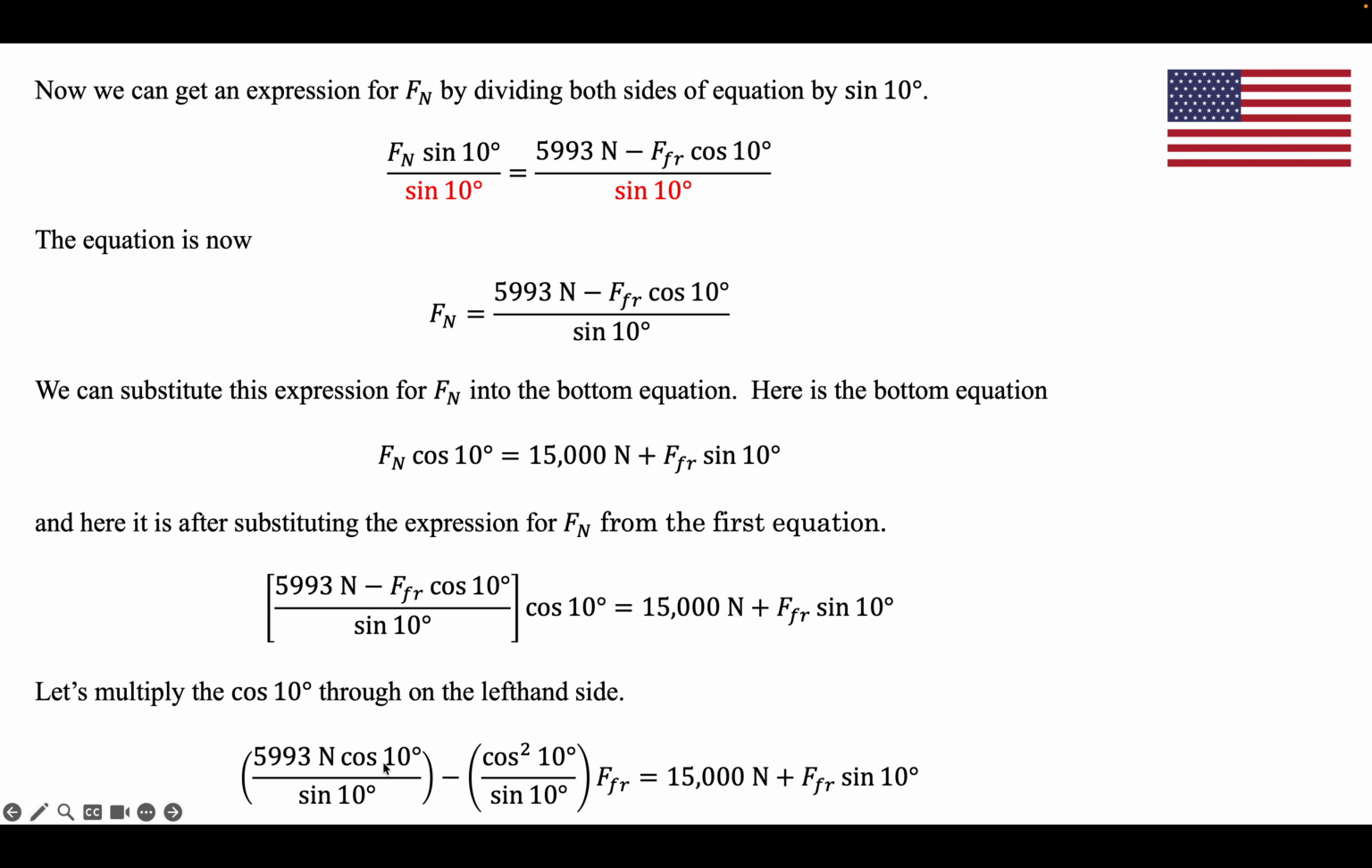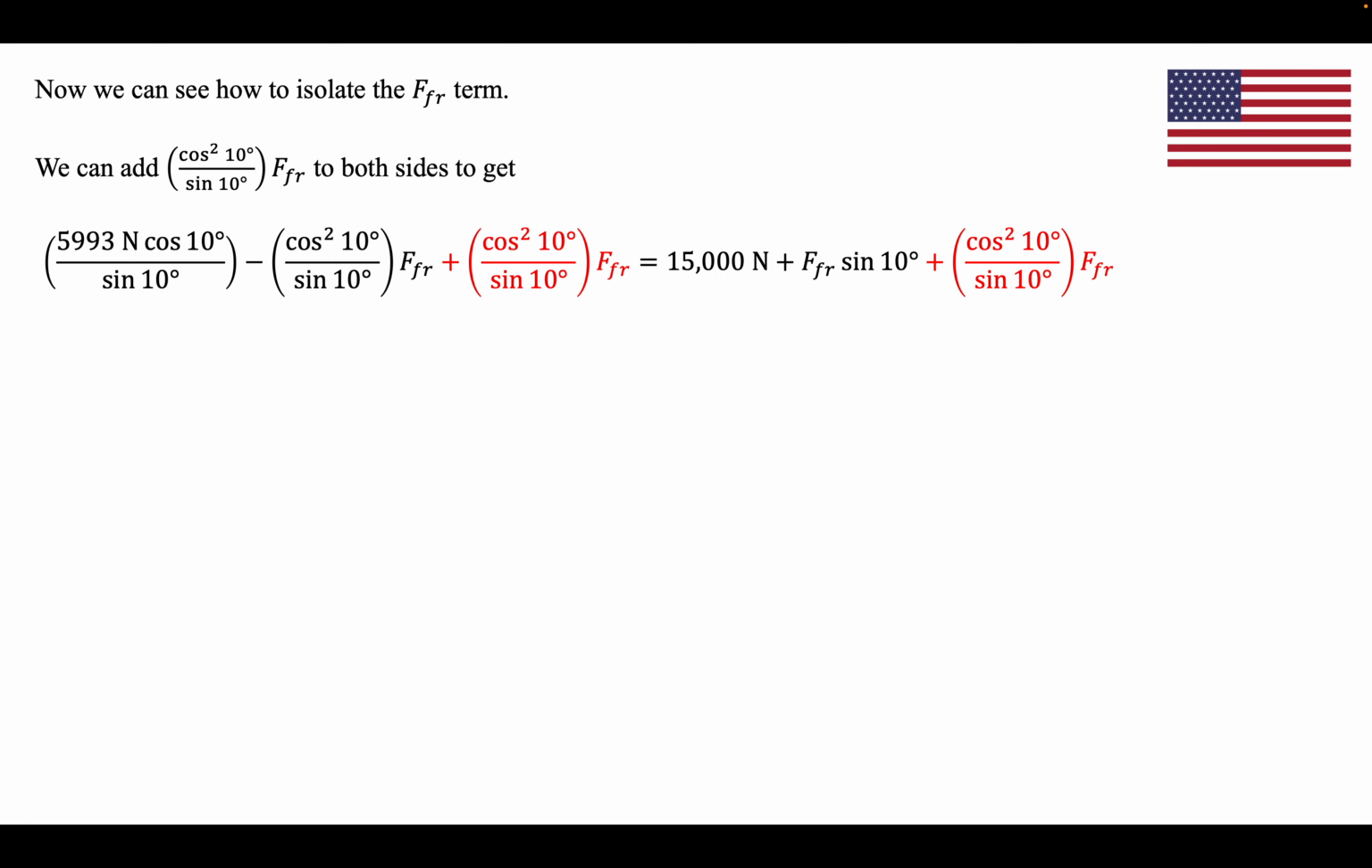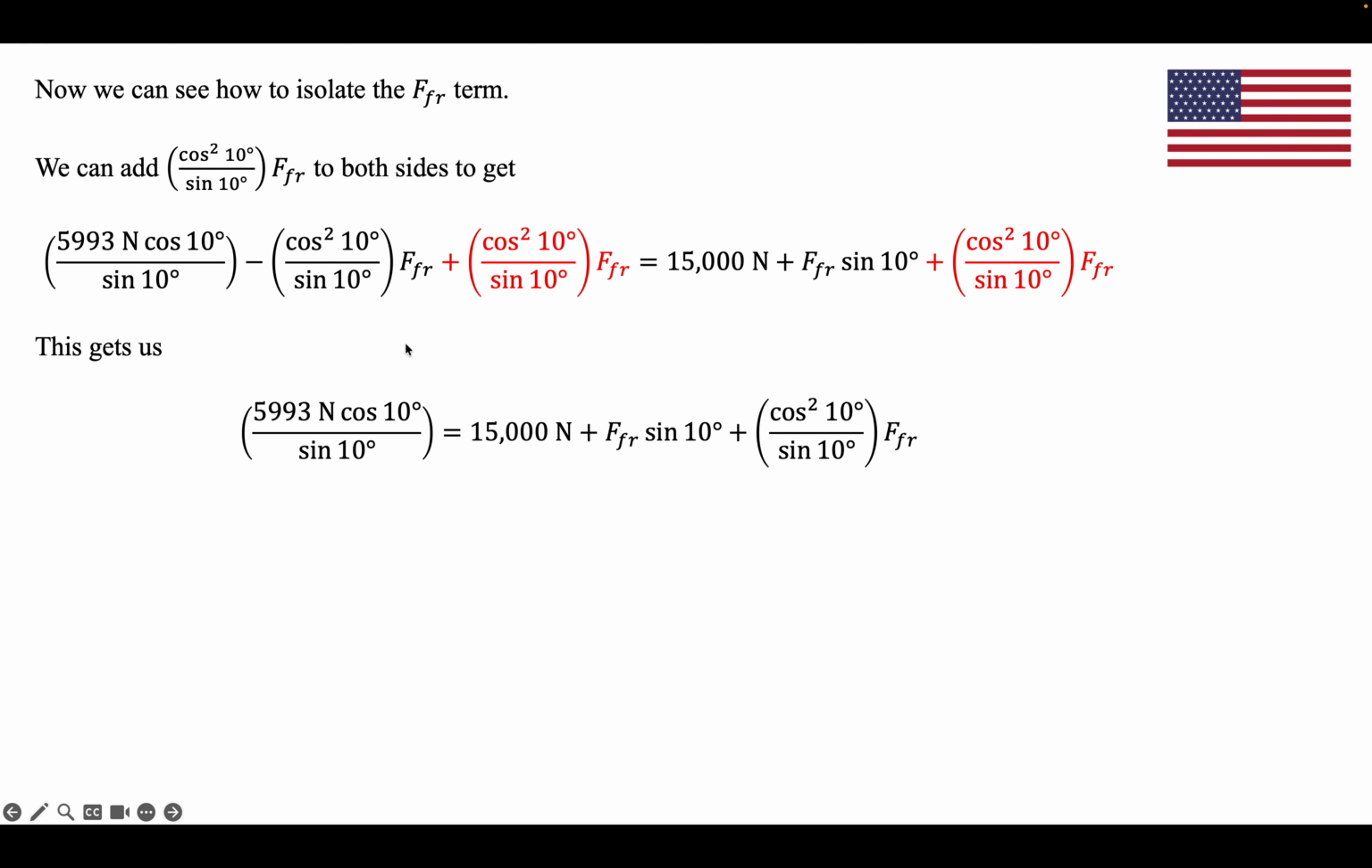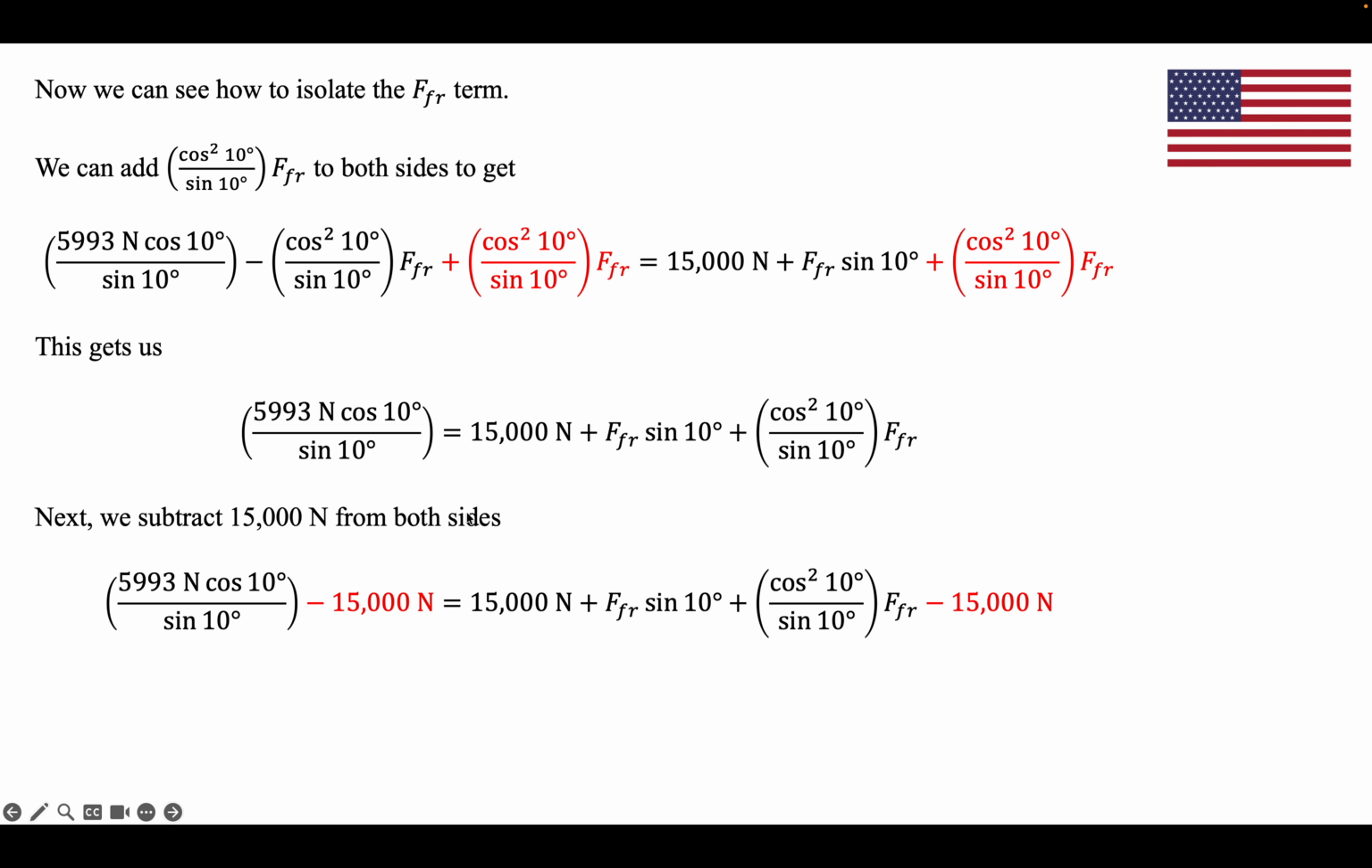There's the FR. There's the left-hand side. Now we're going to isolate the FR term by adding this to both sides. Then these terms add to 0. We're trying to get the FR on the same side of the equation. Now we subtract 15,000 newtons from both sides.